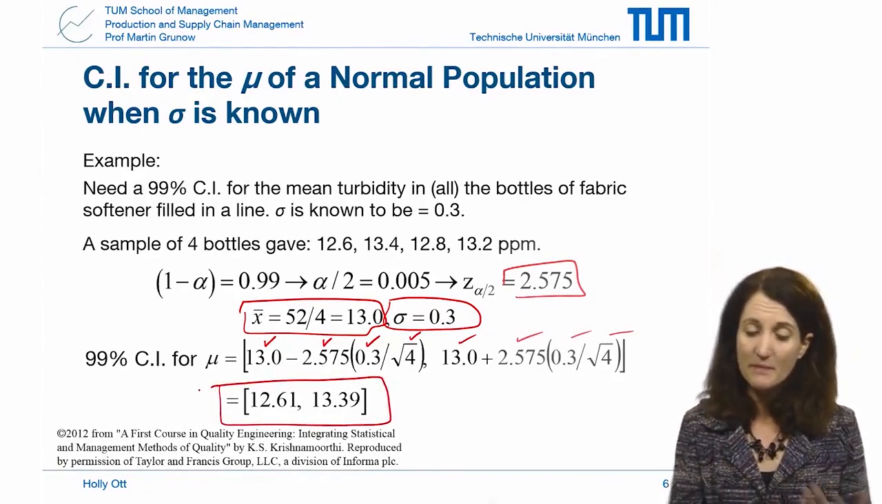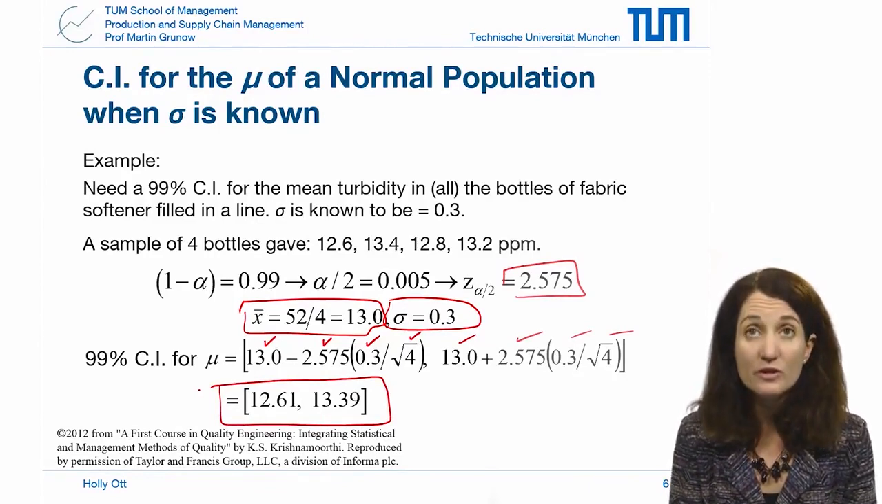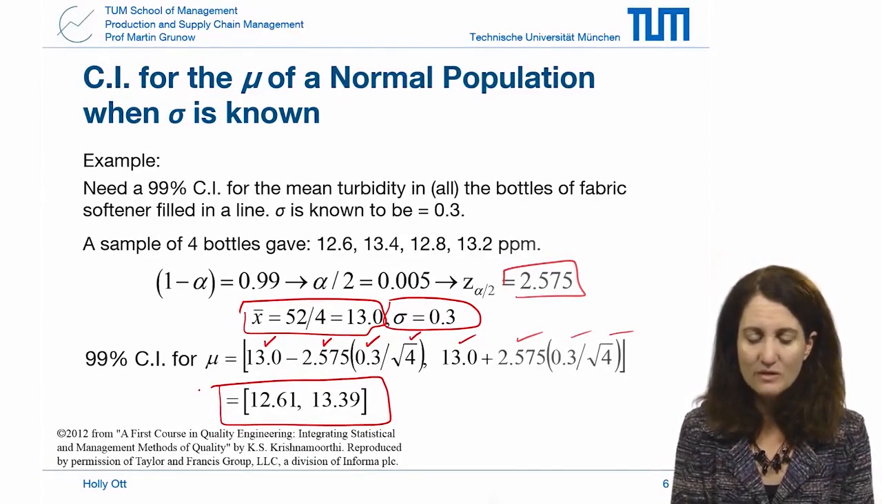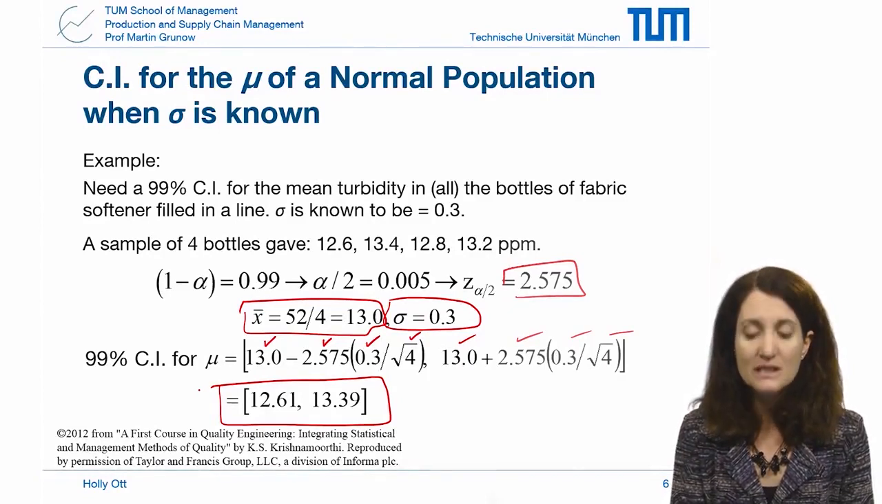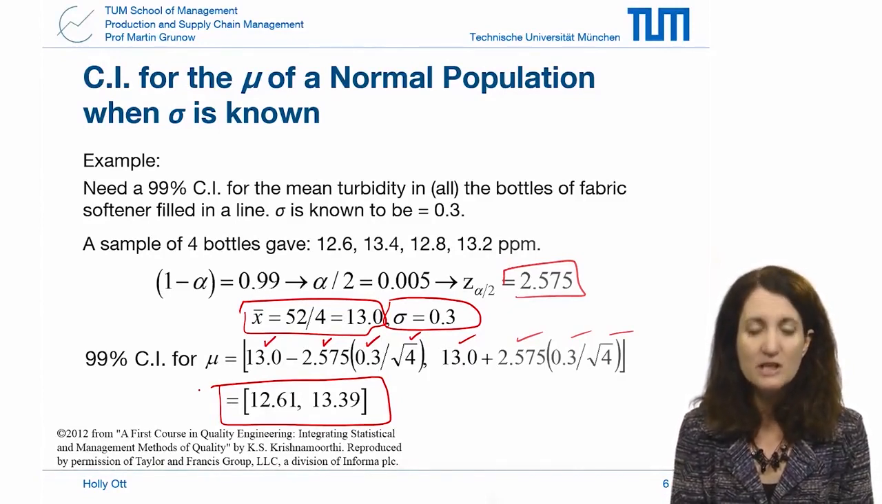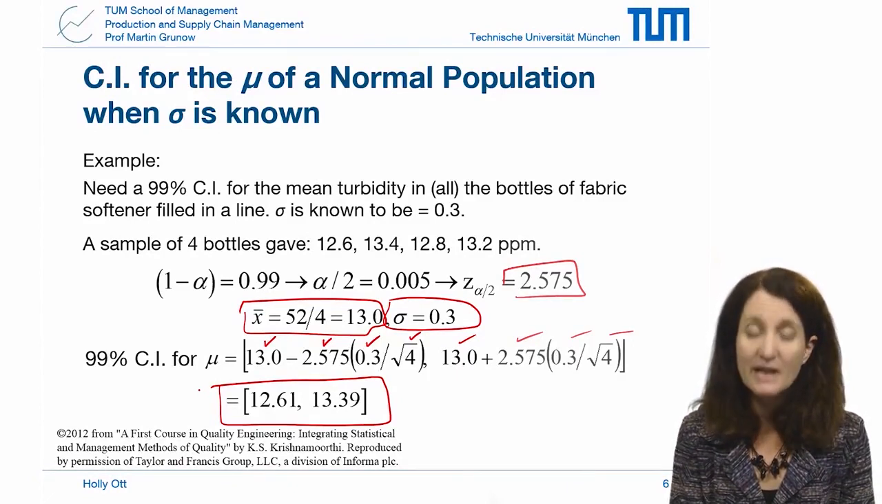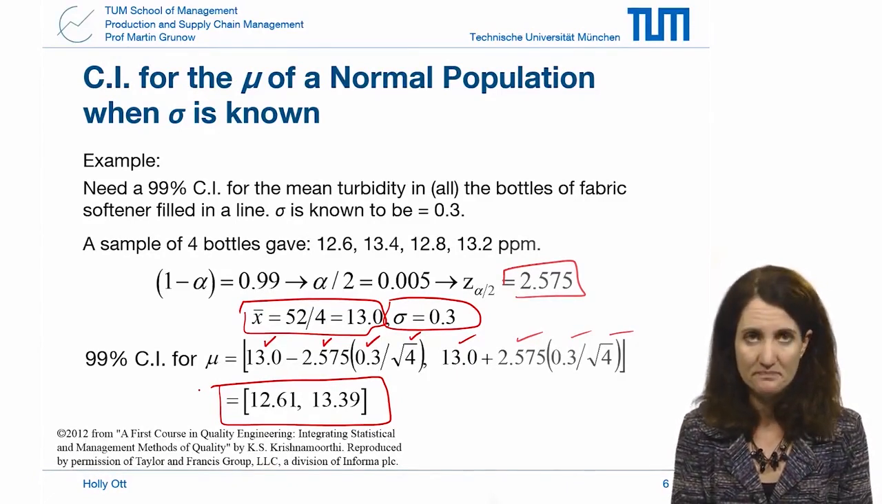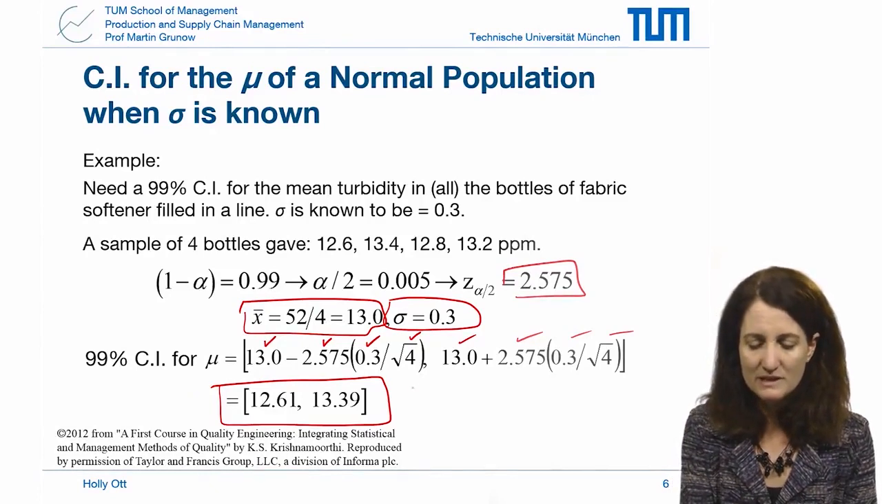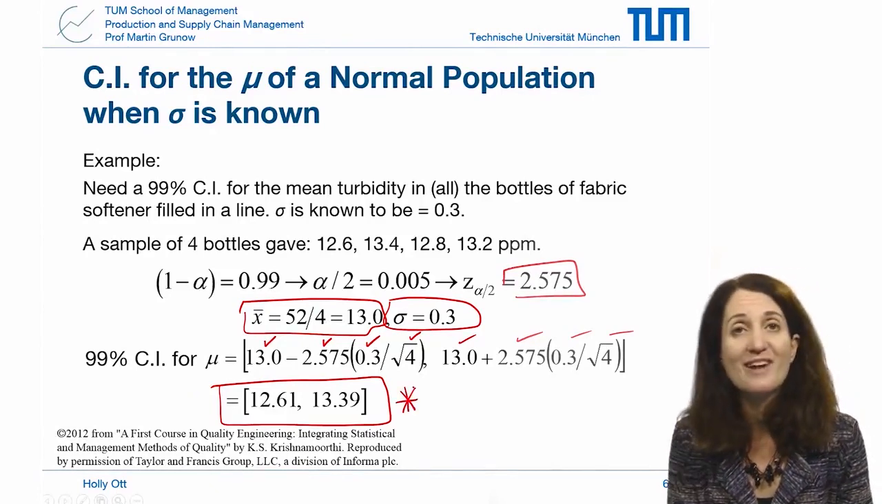So that Monday, we say we get a 13.0 value for turbidity, ppm, and we say we're 99% confident that we lie between 12.61 and 13.39 ppm for turbidity. So now we want to keep this in mind. Don't forget this, because we're going to compare this now.